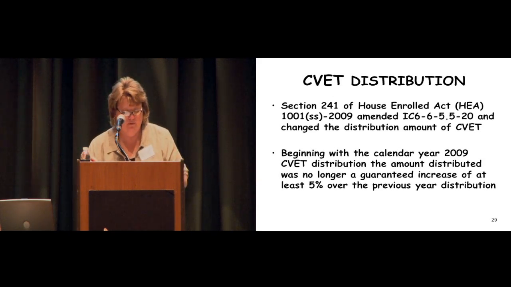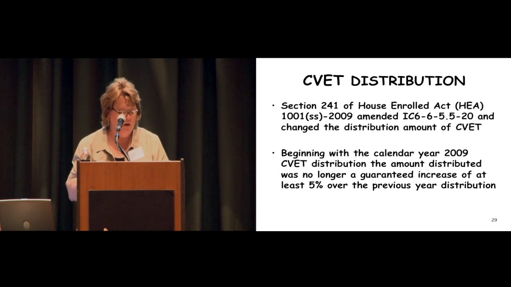Section 241 of House Enrolled Act 1001 SS 209 amended IC Code 6-6-5.5-20 and changed the distribution amount of CVET. Beginning with calendar year 2009, the CVET distribution amount distributed was no longer a guaranteed increase of 5% over the previous year's distribution.